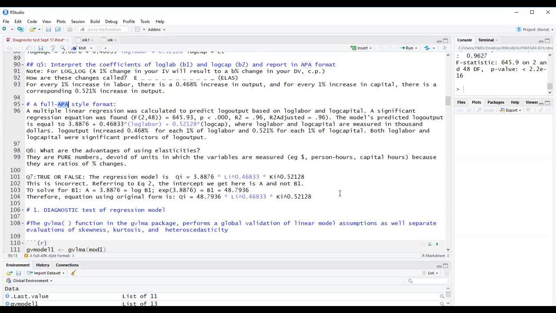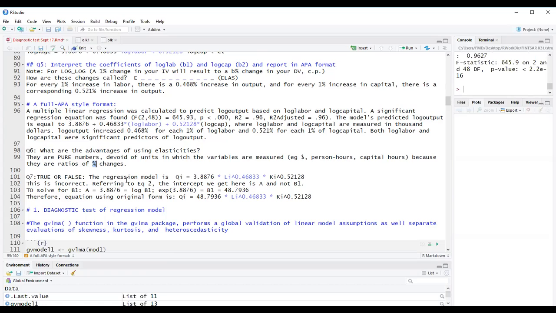Okay, question number 6. Advantages ng using elasticities. Ano yung elasticities, guys? Kapag nakalog pareho yung dependent-independent variable natin, they are pure numbers, devoid of units. So hindi siya measured in dollars, person hours, capital hours, etc. because they are ratios of percentage changes. So pag in-interpret natin yan, guys, it's always in the form of percent, no? Yun ang advantage ng elasticity.